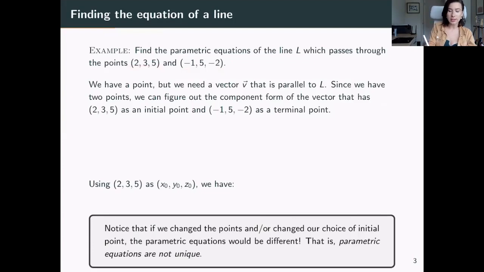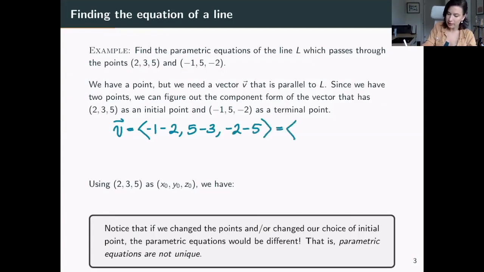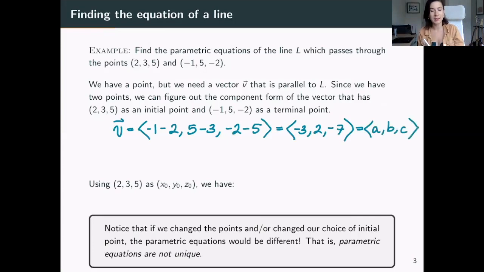In order to do that, we need to use our knowledge from even the first week defining vectors, that our vector v would be equal to, in its component form, we would have -1 minus 2. And then for the second, we could have 5 minus 3. And for the third coordinate, it would be -2 minus 5. This then simplifies to -3, 2, -7 as our position vector a, b, c in the same direction as the line. Now that we have that, we can set up our parametric equations.